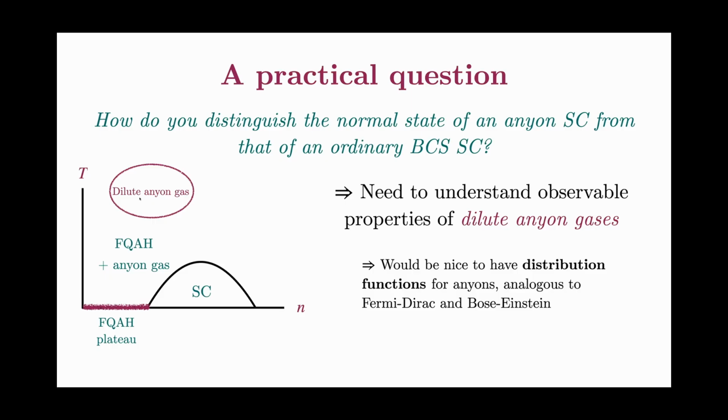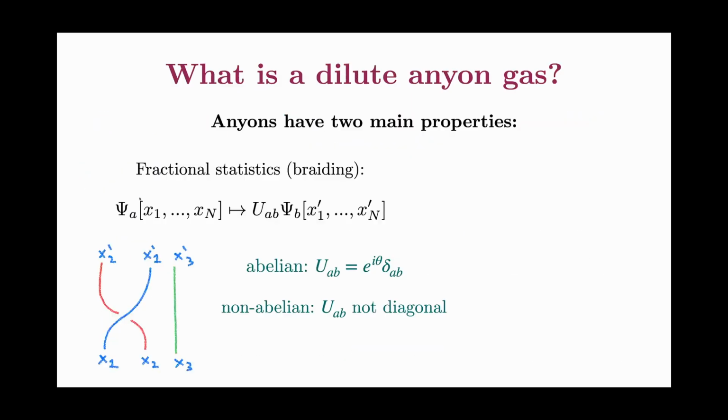Okay. And in particular, say I wanted to compute transport in this regime, say with the Boltzmann equation or something, it would be nice to actually have a starting point for doing that in the form of a distribution function for anyons like Fermi-Dirac or Bose-Einstein, like we meet in our elementary stat mech courses. Okay. And for this talk, I'm going to give you just that. Not only am I going to give you just that, I'm going to give you just that for actually any kind of anyon gas, abelian or non-abelian, that you can possibly imagine.